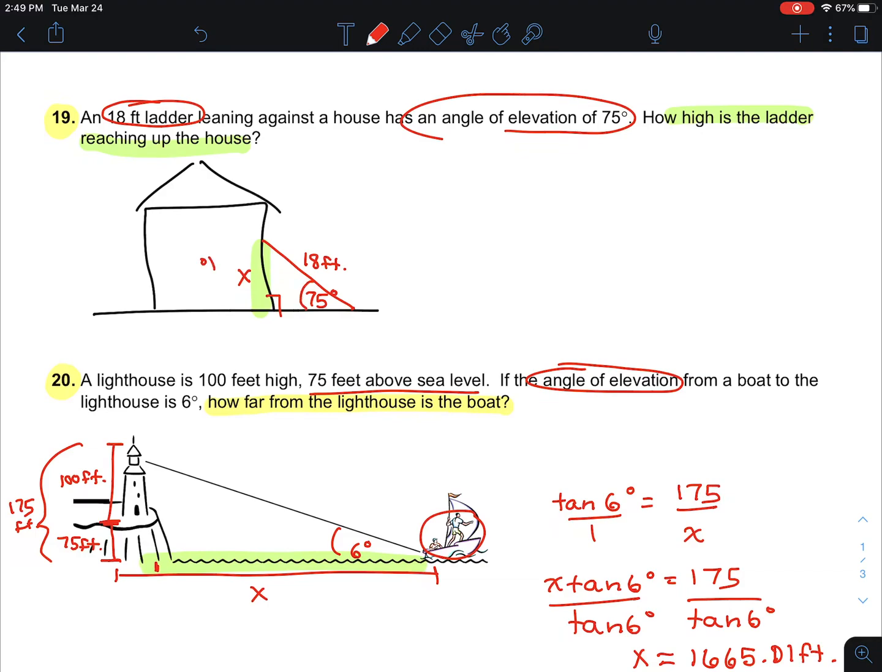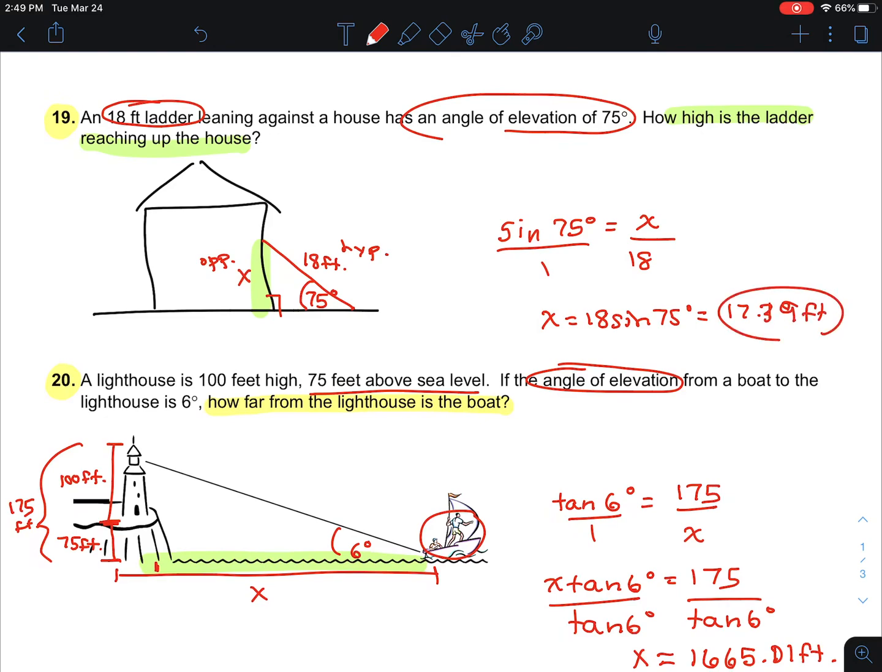Okay, we look at what we're given here. I want to find the opposite leg, that's x. I'm given the hypotenuse, that's 18. We would definitely want to use sine 75 degrees equals x over 18. Going to cross multiply and then type this into the calculator for an answer of roughly, it's reaching about 17.39 feet up the house here, that distance there.